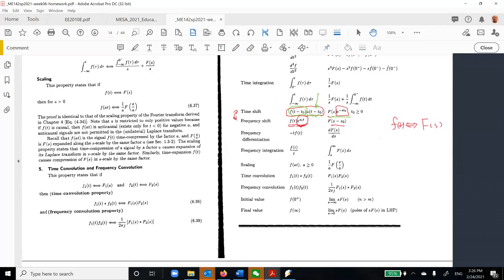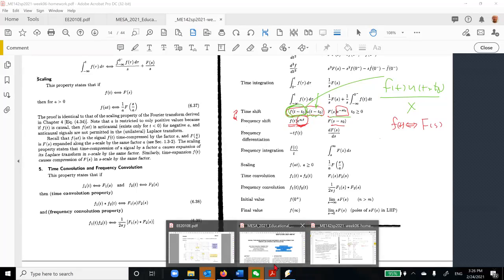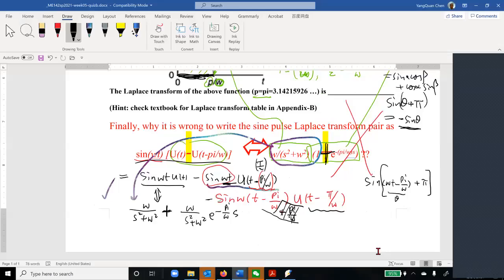You can write it this way. While originally we were writing f(t) u(t minus t0), this is not going to work. Okay, be careful. In this case, you will really need to go through this Laplace transform and clarify a lot of things here.